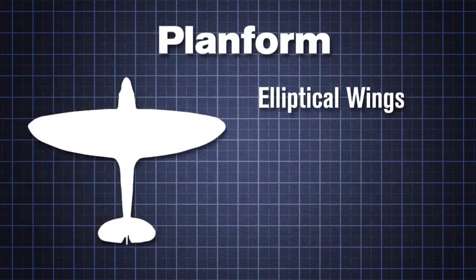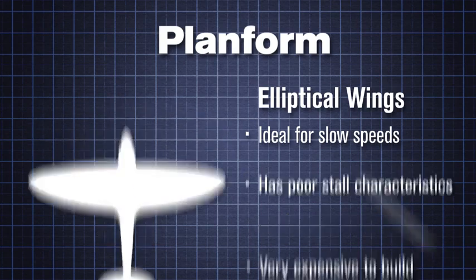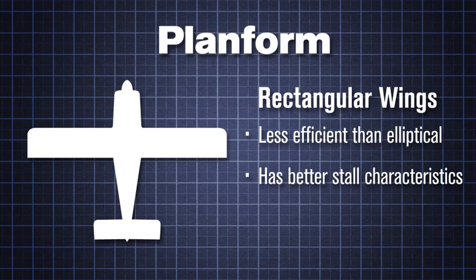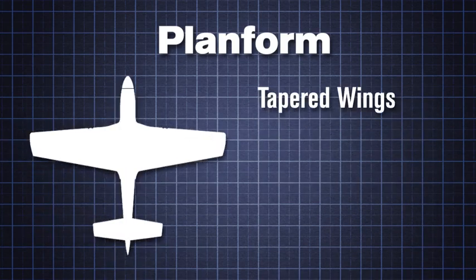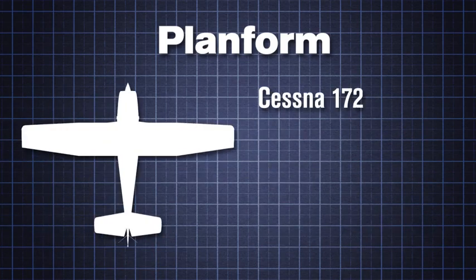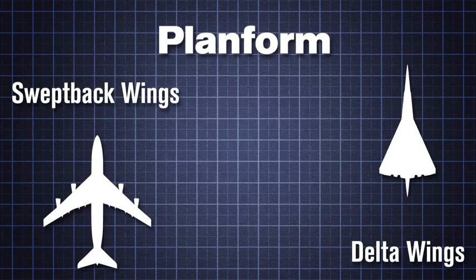The elliptical wing is ideal for flight at slow speeds, but does not have favorable stall characteristics. They are also very expensive to build. The rectangular wing is less efficient than the elliptical, but has better stall characteristics. Tapered wings result in less drag and more lift, especially at high speeds. Low-speed aircraft like the Cessna 172 will use a combination of rectangular and tapered to get the best of both. Swept-back and delta wings are most efficient at high speeds.